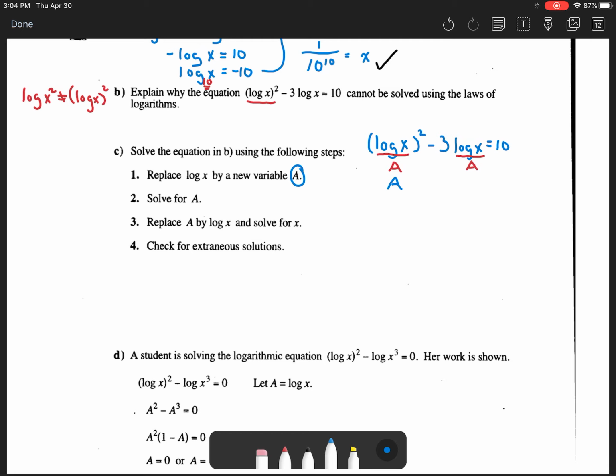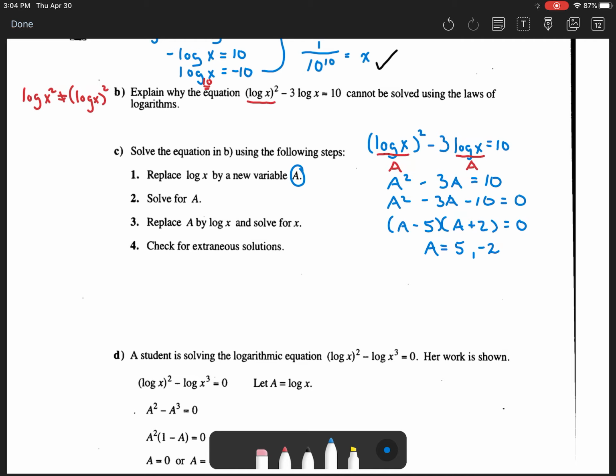If I do that, what I end up with is a squared, minus 3a, equals 10. So solve for a. What I really have here is a quadratic, right? So I'm going to go a squared minus 3a, bring that 10 across, minus 10 equals 0. When you do that, you can factor it. So this will become (a minus 5)(a plus 2), numbers that multiply to negative 10 and add to negative 3. So in this case, a is equal to 5, or a is equal to negative 2. That's what you've found.